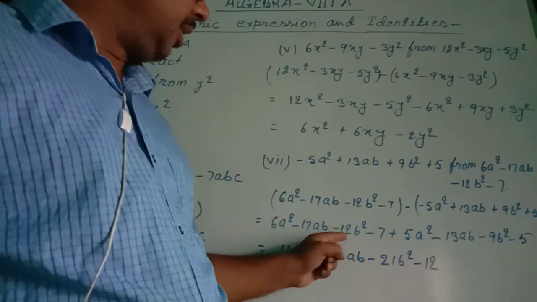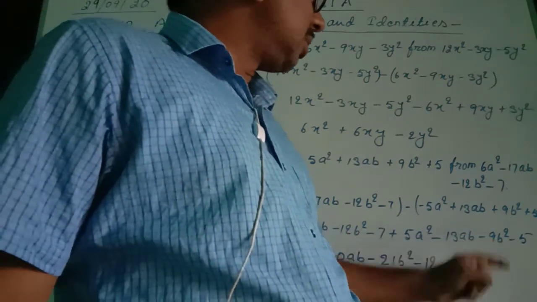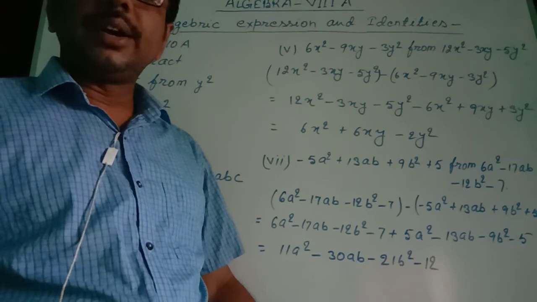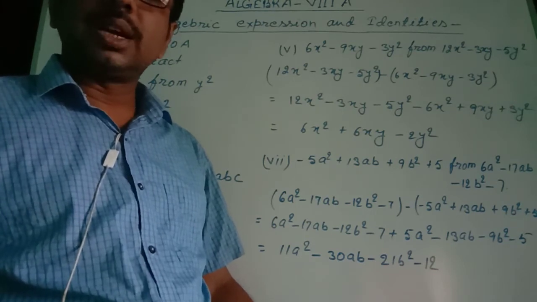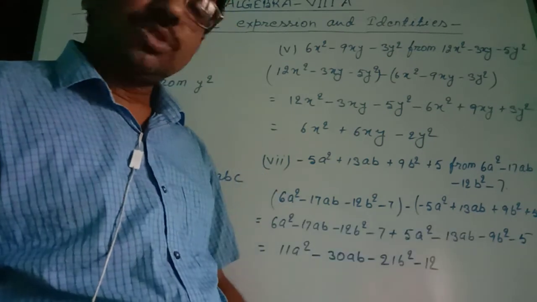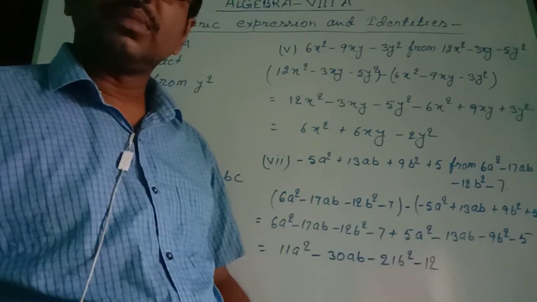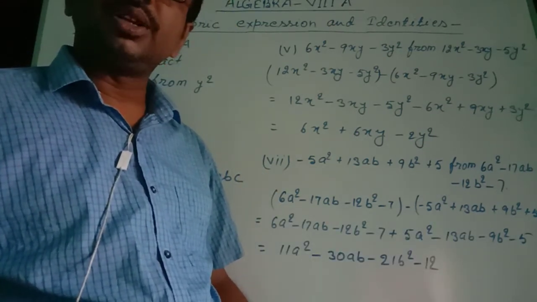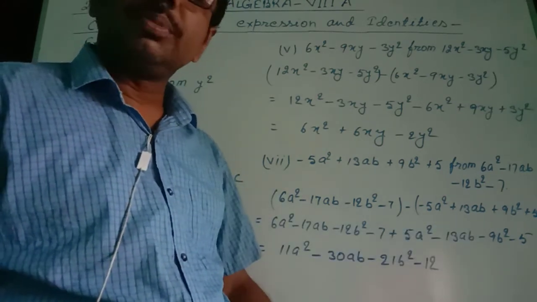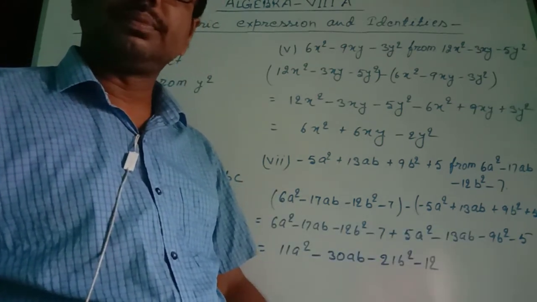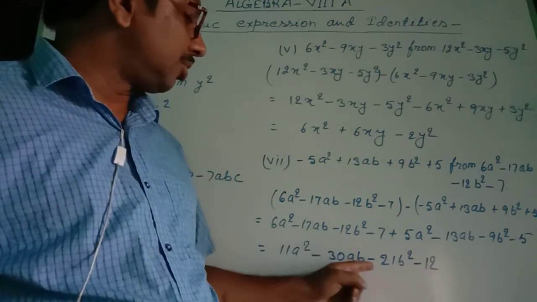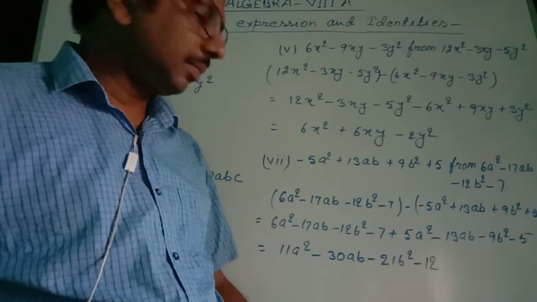Next, like terms, minus 12b square minus 9b square. What will you do? We will add or subtract. To decide this, multiply the sign of both these terms. It has minus sign, it has also minus sign, so minus minus plus. Since the multiplication is plus, we will add these two terms. 12b square and 9b square became 21b square. And the sign will come of greater term, that is minus, so minus 21b square.